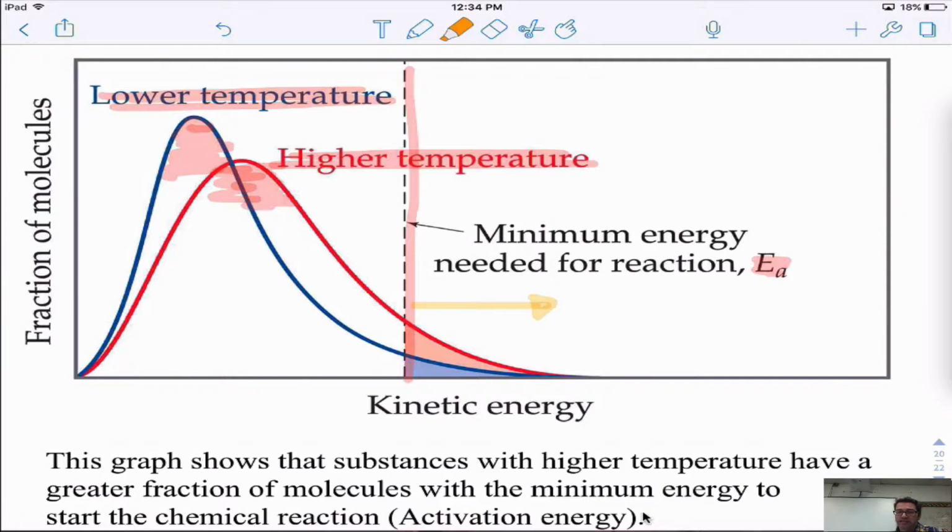It doesn't change the activation energy. The activation energy is set regardless of the temperature, but it allows more of the particles to rise to the occasion, to make it over that minimum bar. And this is what's happening when we have an increase in temperature.